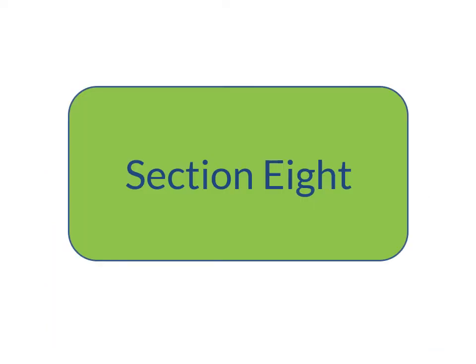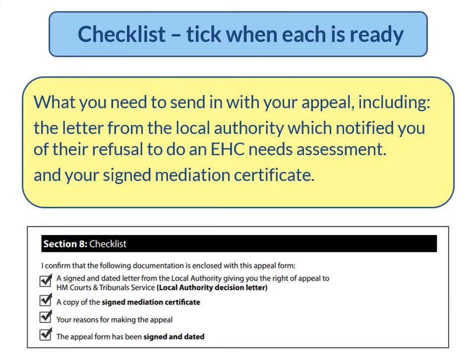Moving on to Section 8 now, which has an important checklist for you to make sure that you are sending in all the right information to the tribunal. So when you have finished filling in your form, do not email or post it until you have ticked that you have included the refusal letter, which gives you the right to appeal, a copy of the signed mediation certificate, your reasons for making the appeal and any evidence you are sending in to support these reasons, and checked that you have signed and dated the form.